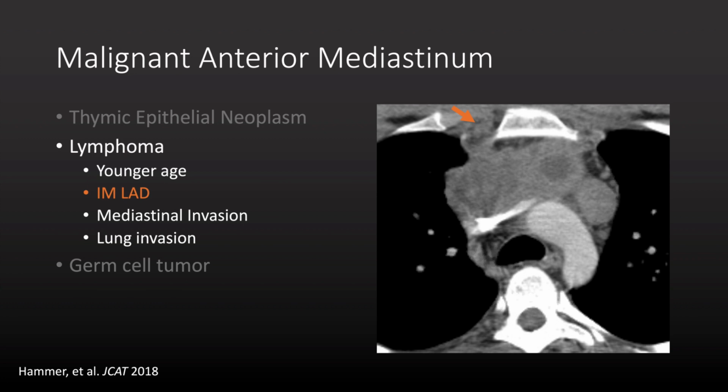Lymphomas, as I mentioned, can invade mediastinal structures. In this case, it's invading and compressing the left brachiocephalic vein. May also directly invade into the lung parenchyma.